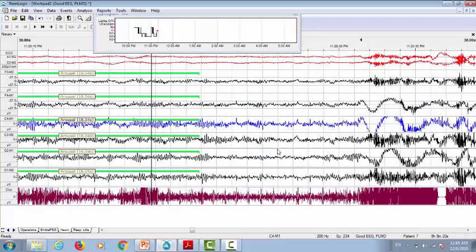And we score this epoch as wakefulness here because of the continuation of the alpha and a significant increase in the chin EMG tone.